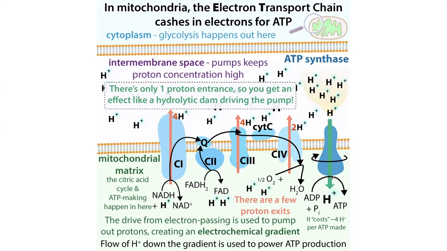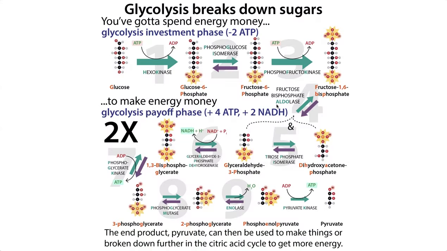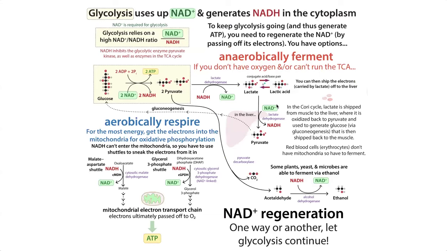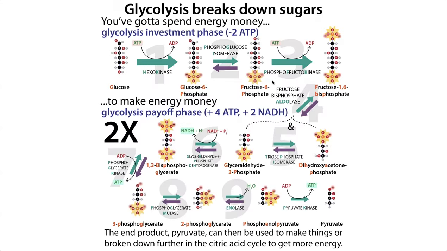So remember that from each NADH, we are able to generate about 2.5 ATP. So most of the ATP that we could generate from glycolysis is actually going to come from that NADH, but we do generate ATP directly from glycolysis. And that's better than nothing. So if you can't do the electron transport chain, then you're going to want to keep glycolysis going.